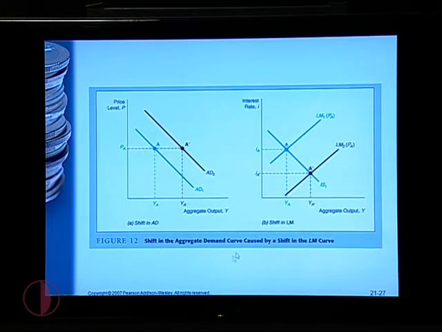So also the shift in the aggregate demand curve caused by a shift in the LM curve. This is at PA, point A to A prime, YA to YA prime. AD moves from AD1 to AD2, while interest rate here is plotted against this shift in the LM curve. From point A, with the reduction in interest rate from IA to IA prime, from point A to point A prime, the level of output increases from YA to YA prime. So also the LM curve shifts to the right from LM1 PA to LM2 PA.